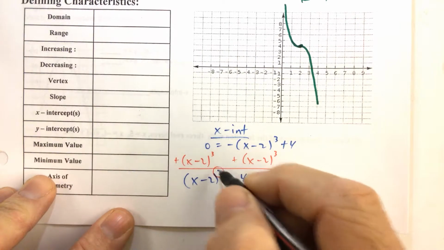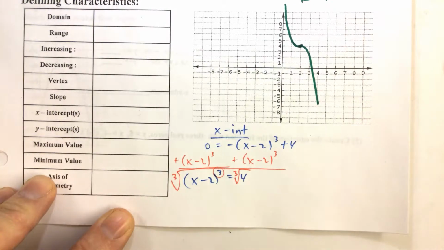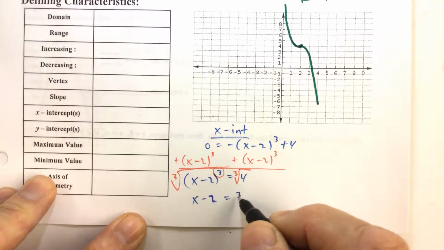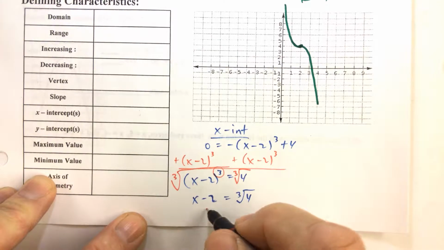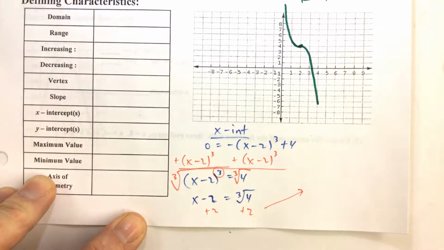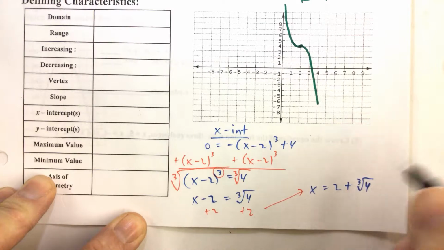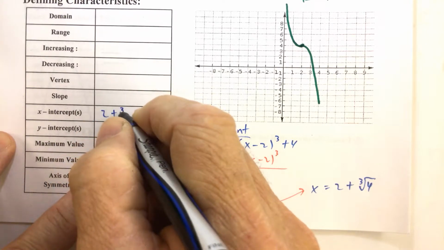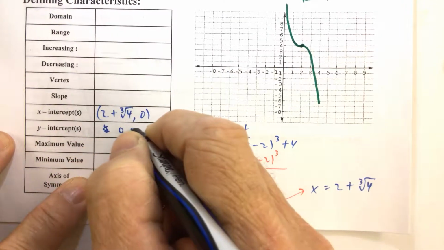And then how do we undo cubing? Well, we take the cube root. So we're going to take the cube root of both sides, and the cube root of something cubed just undoes the thing being cubed. Now, don't you dare put a plus or minus there, because when we have an odd root, we don't have any pluses or minuses. So you can see there's only one x-intercept. If we add 2 to both sides, then x is equal to 2 plus the cube root of 4. And so the x-intercept, we would write as (2 plus cube root of 4, 0). The y-intercept happens to be (0, 12).